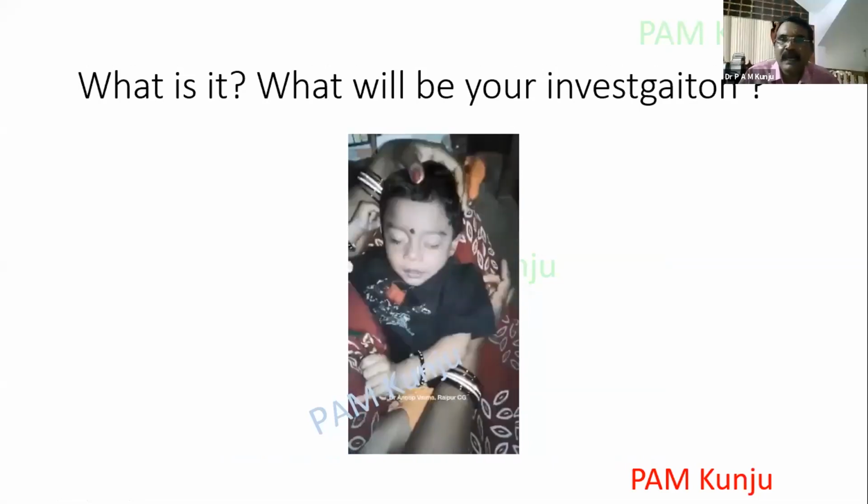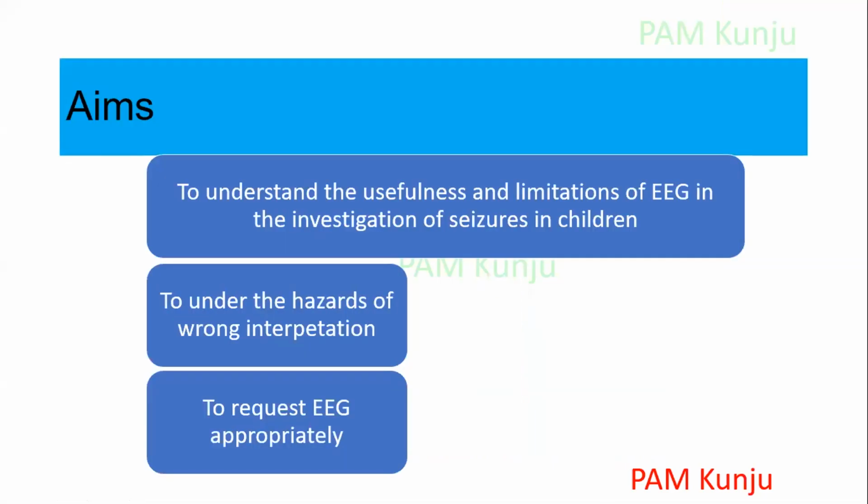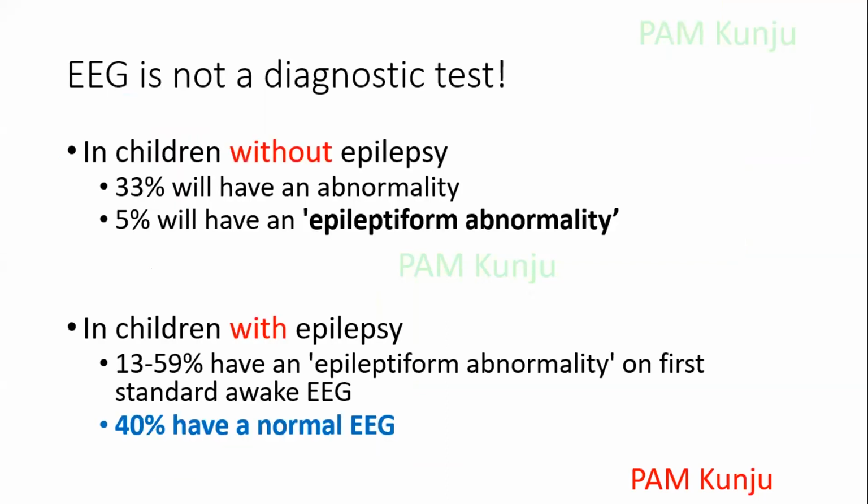Okay. Now we have the aims of our today's talk: to understand the usefulness and limitations of EEG in the investigation of seizure, to understand the hazards of wrong interpretation of an EEG, and when to request an EEG appropriately. So this will be our aim. Just 3 points. Understand that EEG is not a diagnostic test.